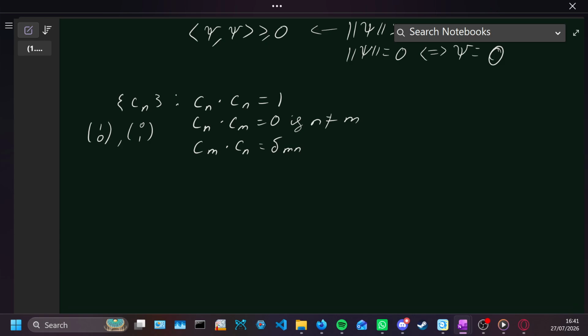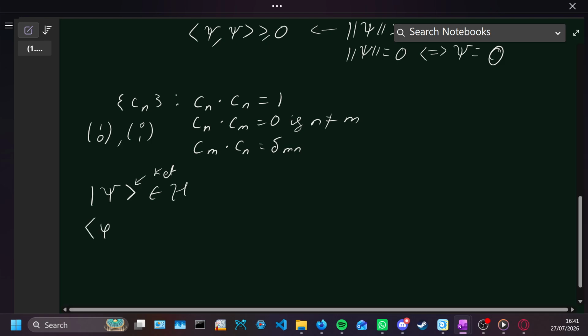So we're going to introduce a new notation now, which is Dirac notation. And so a vector psi is going to be written with these brackets, and it's going to be called a ket vector. This is a ket. It's still in H.